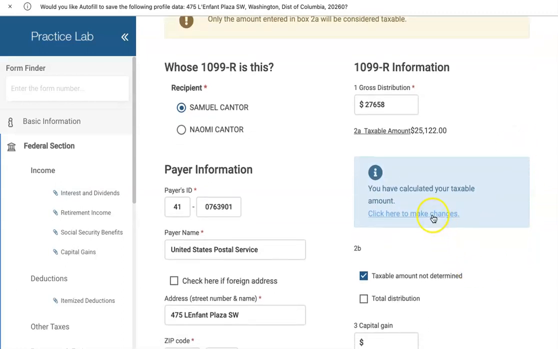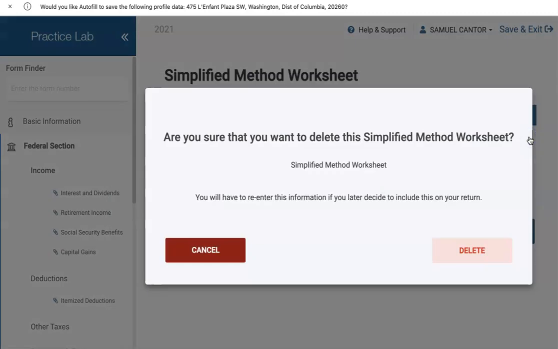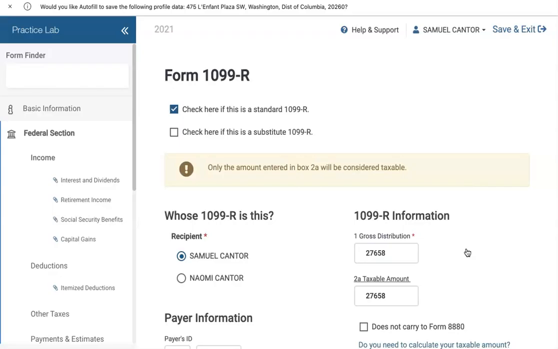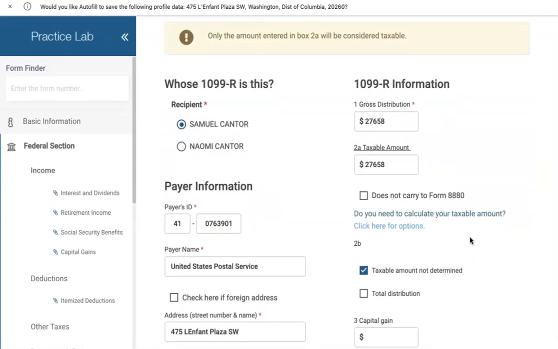So we're going to click here to make changes, and we're going to delete the worksheet that we just did. So we click here, and we click delete, and we're back in this particular case. And now we're going to go somewhere else, come up with a number for box 2A, and simply enter it into box 2A.